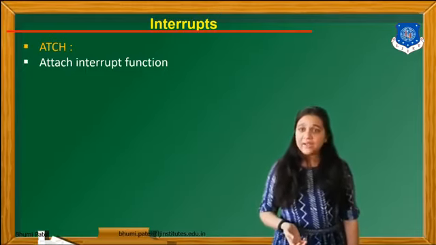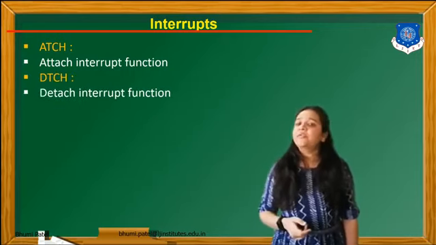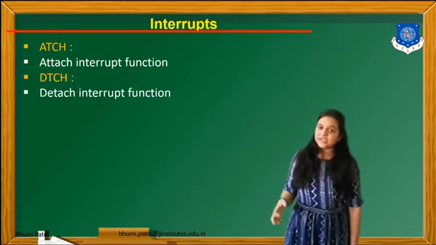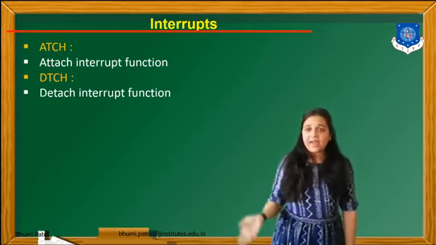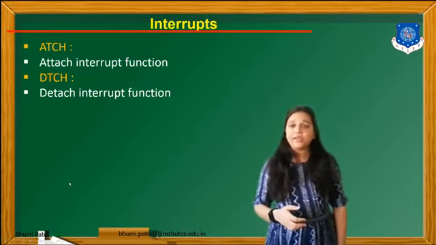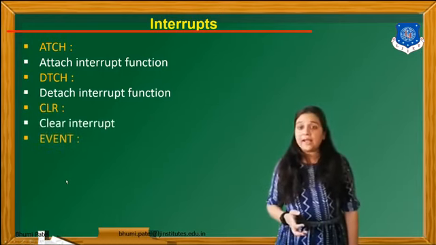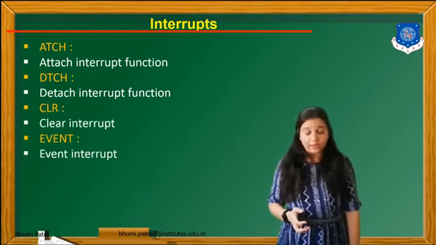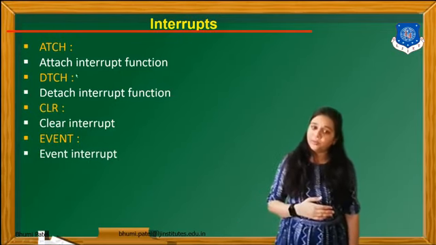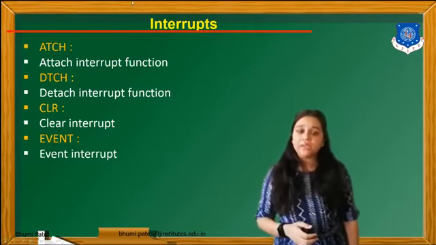The same thing applies if we want to detach the interrupt function. If we write the program for a particular location and an interrupt is required, and after some time the interrupt is not required, at that time we can use the detach interrupt. Then the clear interrupt, the command is CLR, and the event interrupt. If we use more than one subroutine area for the main program, at that time we can use the event 1, event 2, event 3 interrupt.